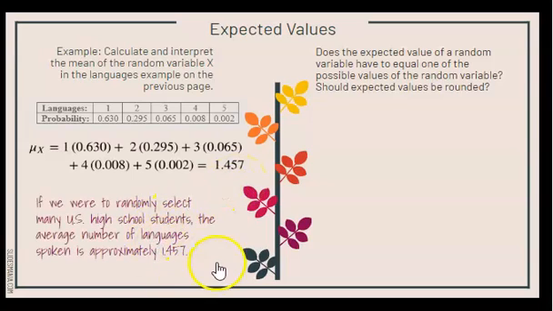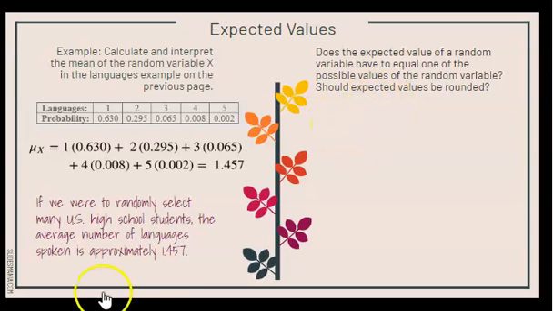So if I interpret this, I would say, if we were to select many U.S. high school students, the average number of languages spoken is approximately 1.57 languages. Now, does the expected value of a random variable have to equal one of the possible ones? Because some of you may be going, wait a minute, you can't speak 1.57 languages. That's not one of our options, okay? Because this is an average, it does not have to fit one of these outcomes, all right?